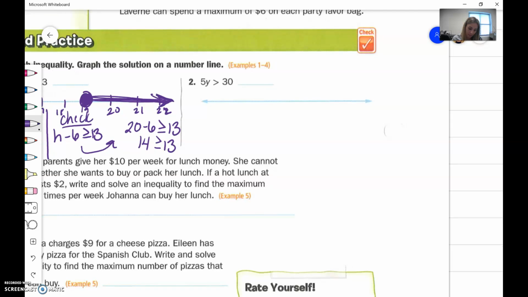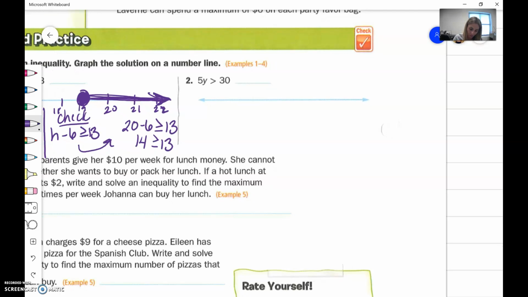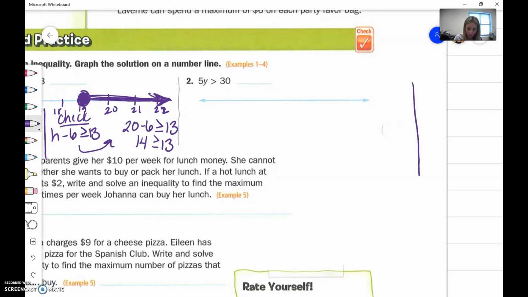All right, let's take a look at this next one. I'm going to move over this way a little bit more since I ran out of room on that last one. Solve and check. Okay, so 5y is greater than 30. 5y is greater than 30. Okay, so there's my problem.